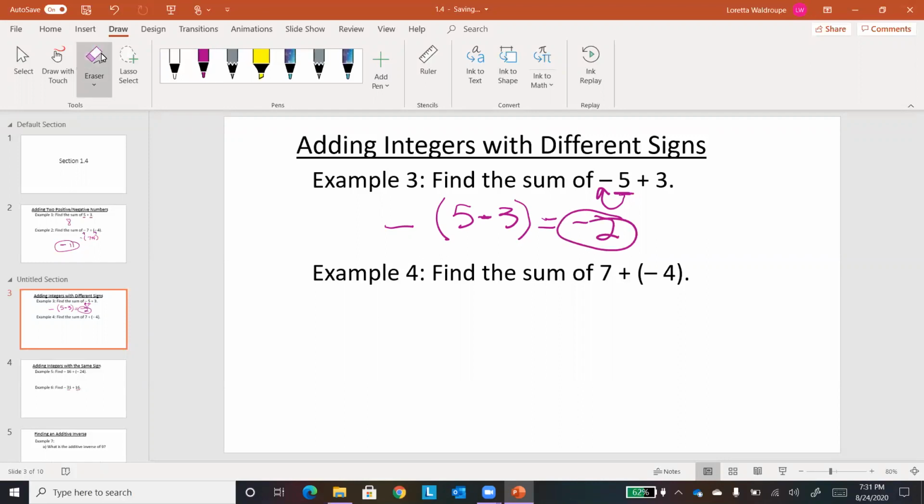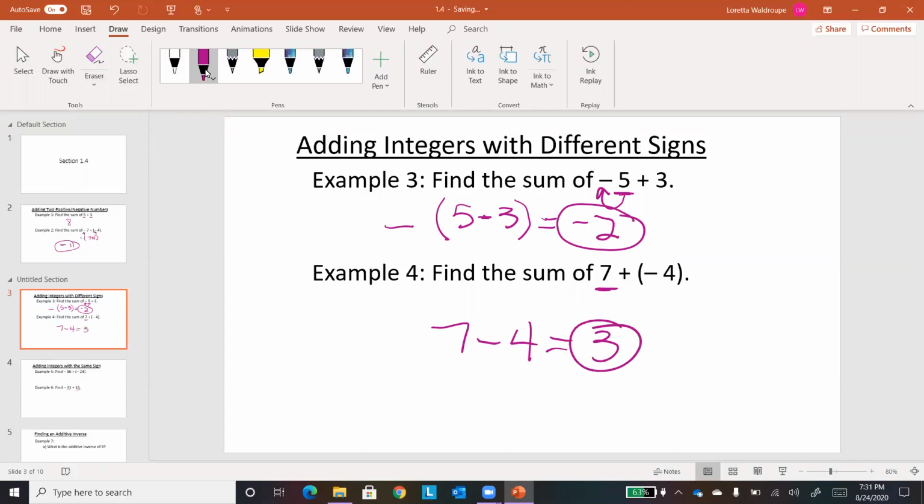Now somebody might ask, can I just punch these in a calculator? And yes, you can. Okay, 7's bigger, it's positive, so 7 minus 4 is a positive 3.